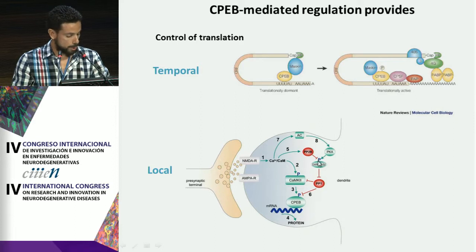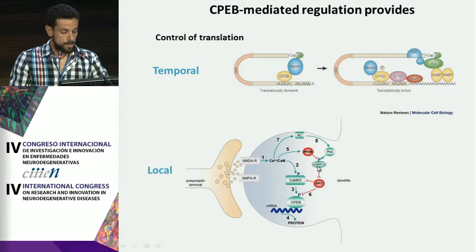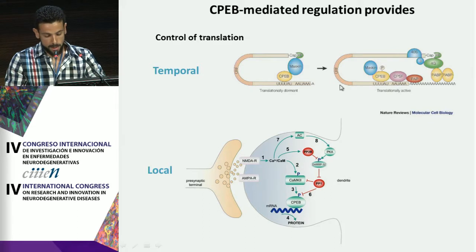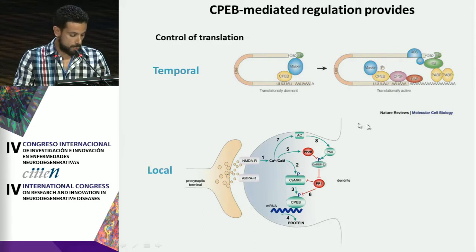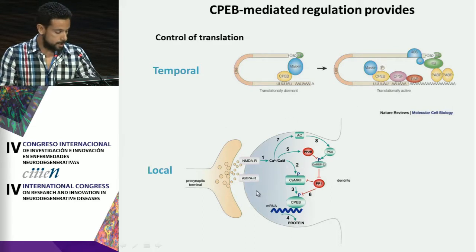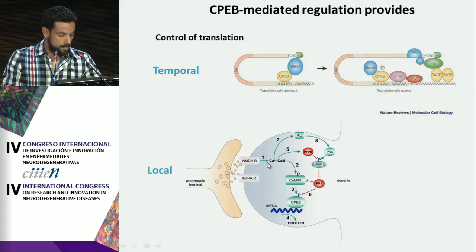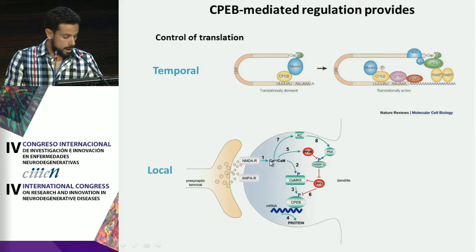CPBs act at two levels, temporal and local, because CPBs can repress translation by forming a hairpin, and when activated by phosphorylation or ubiquitination, they induce polyadenylation. For example, in neurons, CPBs are implicated in the postsynaptic density, where they are involved in the local translation of many very important genes.